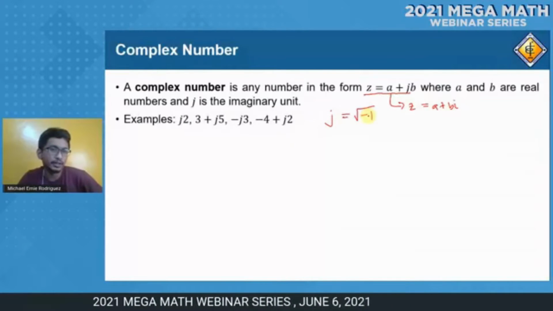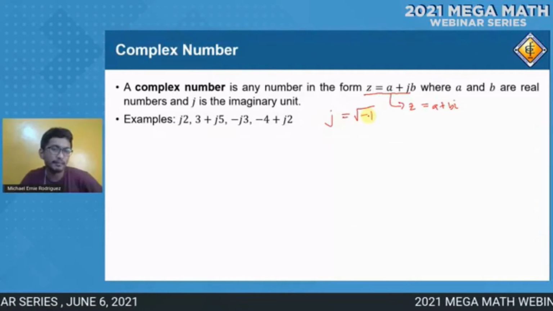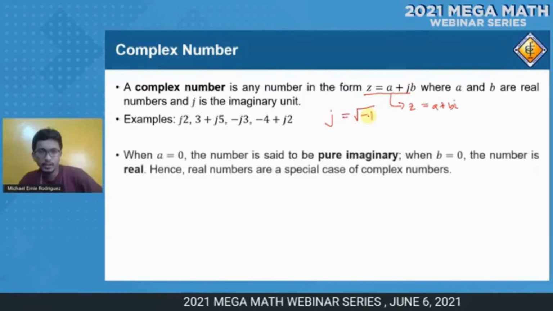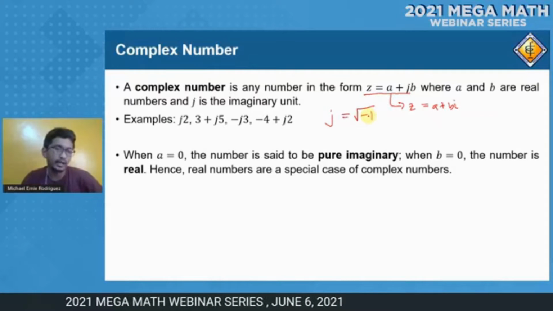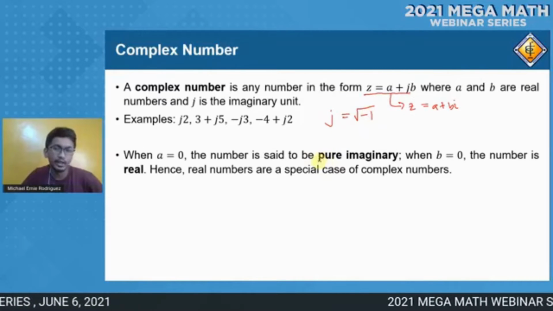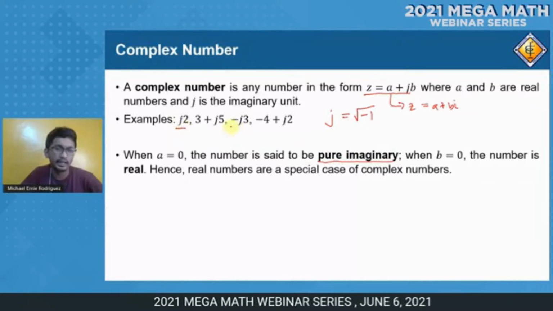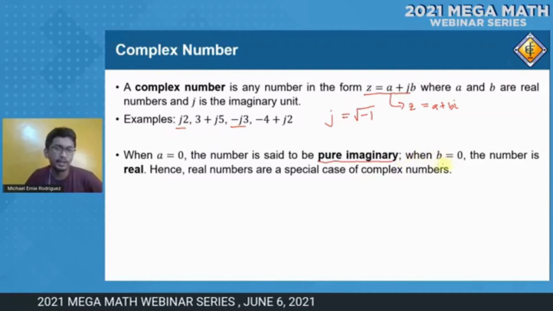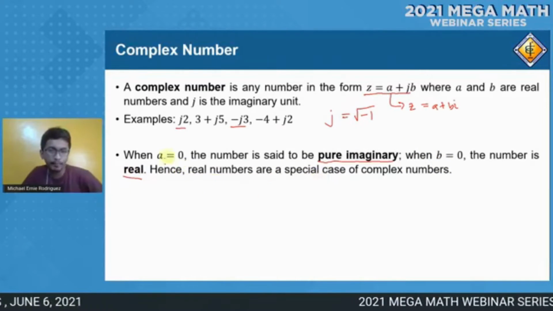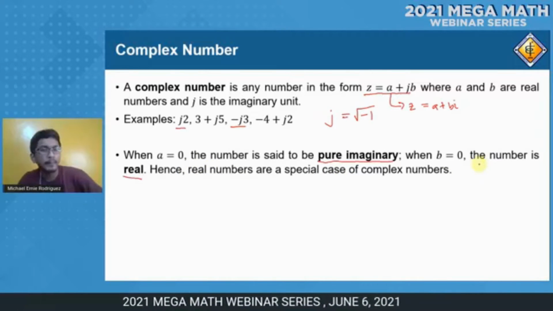So some examples of complex numbers, we have j2, we have 3 plus j5, negative j3, and negative 4 plus j2. So when your a is equal to 0, the number is said now to be pure imaginary. So example niyan, ito yung j2 and yung negative j3. And then when b is equal to 0, yung number naman is real. Okay? So yung real numbers ay special case ng ating complex numbers.